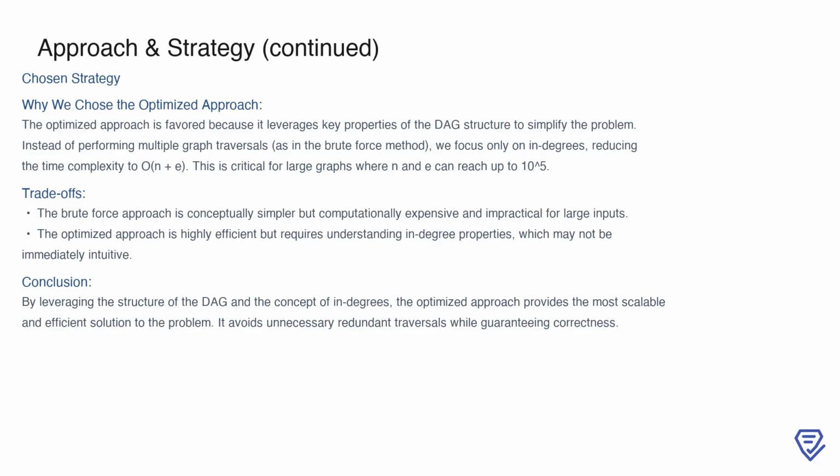While the brute force approach is easier to conceptualize, it becomes impractical for large inputs due to its high computational cost. On the other hand, the optimized approach may require a deeper understanding of graph theory, particularly the significance of indegrees, but it is far more efficient. By taking advantage of the DAG structure and avoiding unnecessary computations, this method guarantees both correctness and scalability, making it the most suitable strategy for solving this problem.